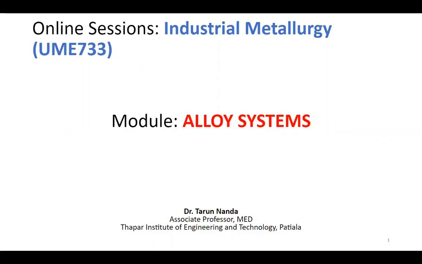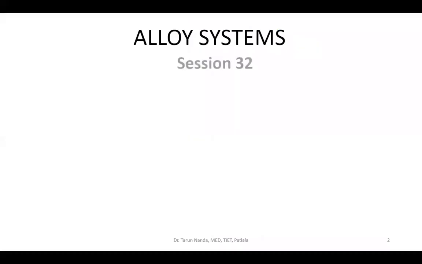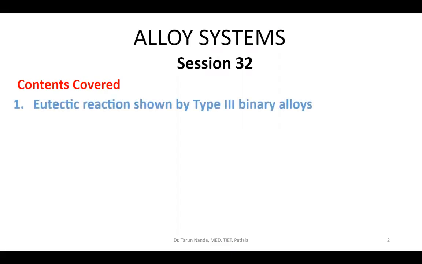At the moment we are discussing the binary equilibrium diagrams, and in binary equilibrium diagrams we have started discussions on the type 3 binary alloy systems, which are also eutectics. So in this session initially we'll discuss the eutectic reaction which is shown by the type 3 binary alloys. I'll do that quickly because we have done this in the last session also.